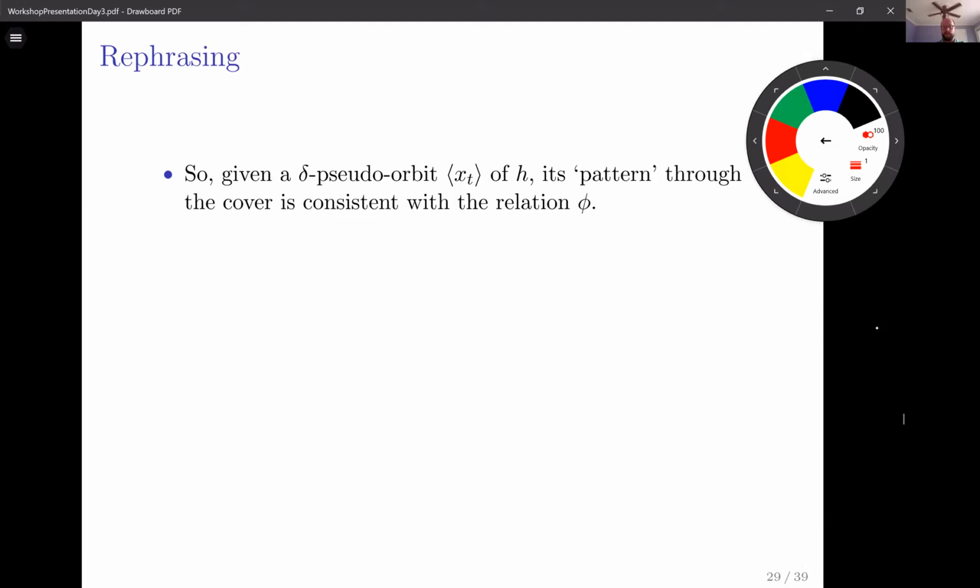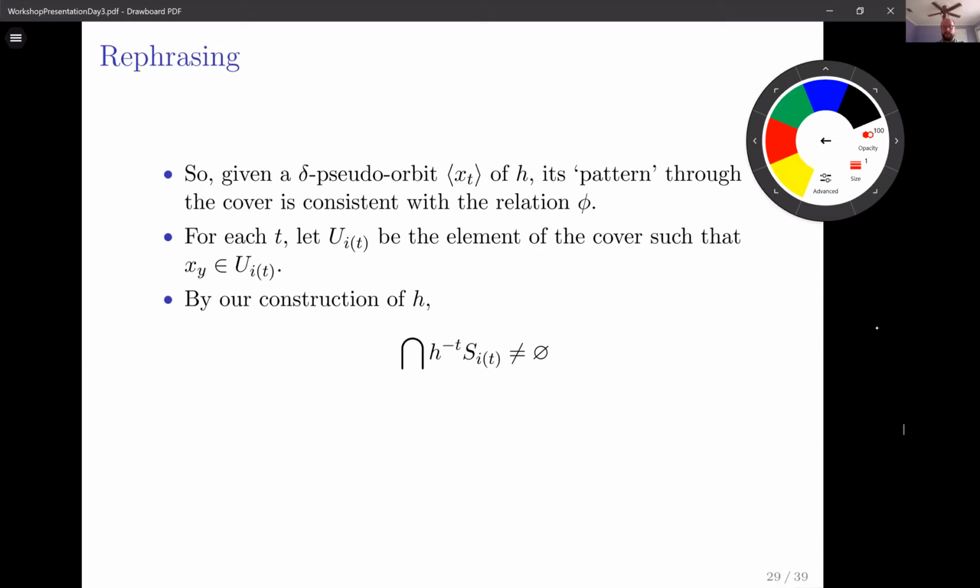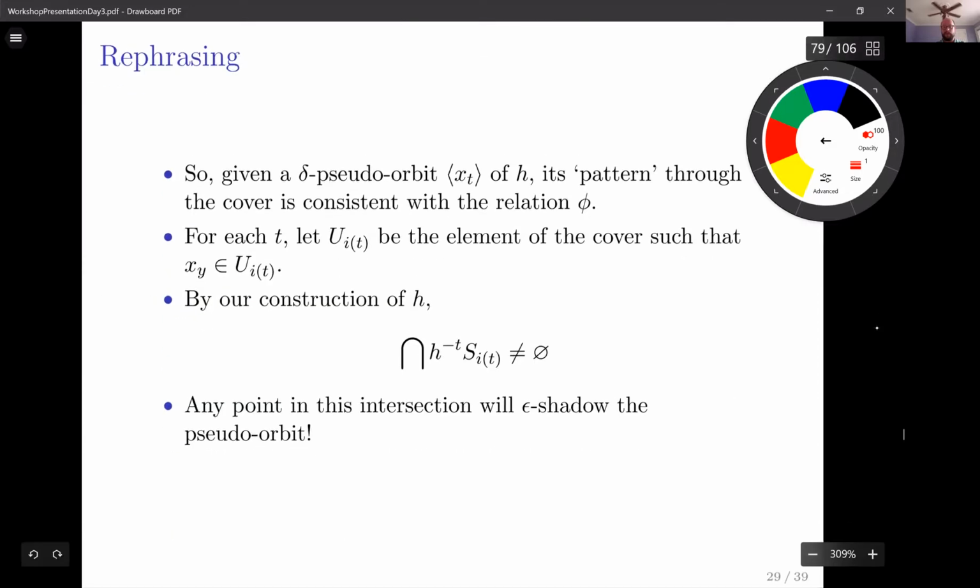Given a delta pseudo-orbit x_t of H, its pattern through the cover is consistent with the relation phi. For each t, let u_{i_t} be the element of the cover such that x_t belongs to u_{i_t}. By the construction of H, this nested intersection is non-empty. We take S_{i_t} and pull it back. This is the tree. S_{i_t} is covered by T_{j_i}, so S_{i_t} pulled back contains that tree T, which is a subset of S. We keep pulling this back, and any point in this intersection will epsilon-shadow the pseudo-orbit. So any pseudo-orbit for H will be epsilon-shadowed.